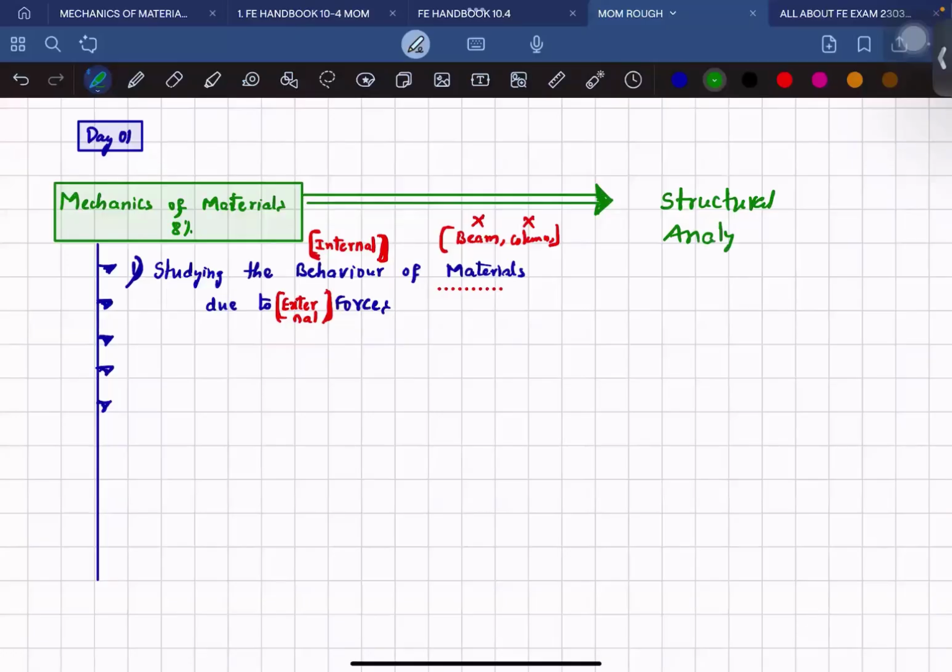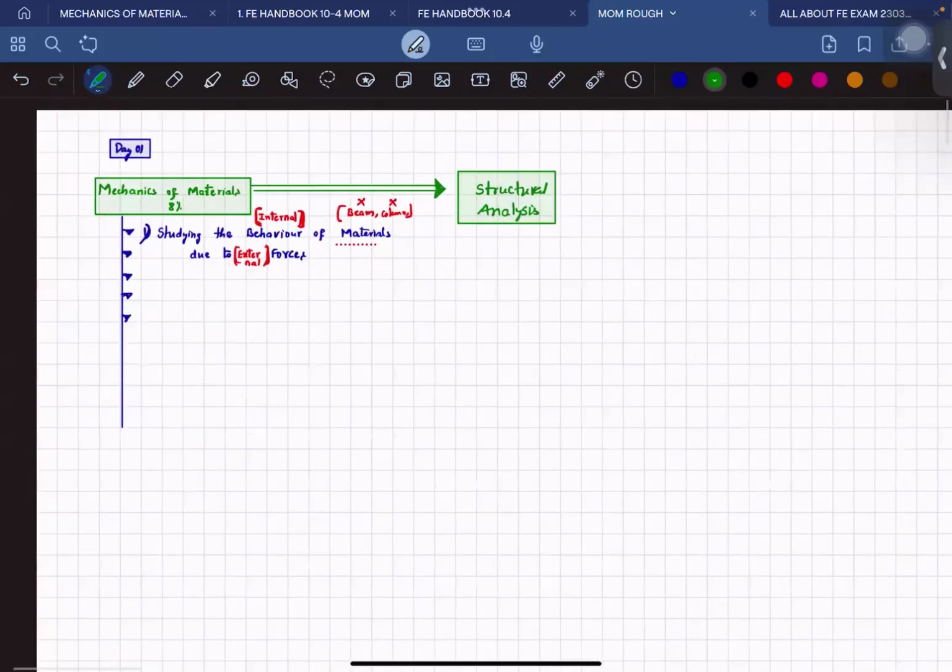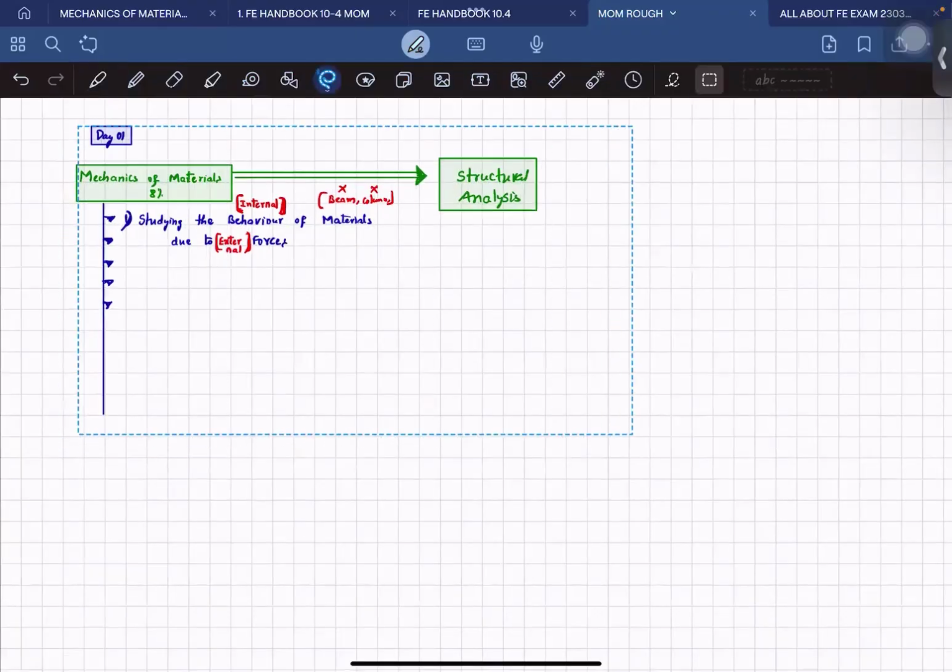If you slightly improve your subject, like if you start studying the major structures like beam, column, slab, etc., then it's going to become structural analysis. You guys are right. Now, I'll go a bit deeper, not deeper, backwards.